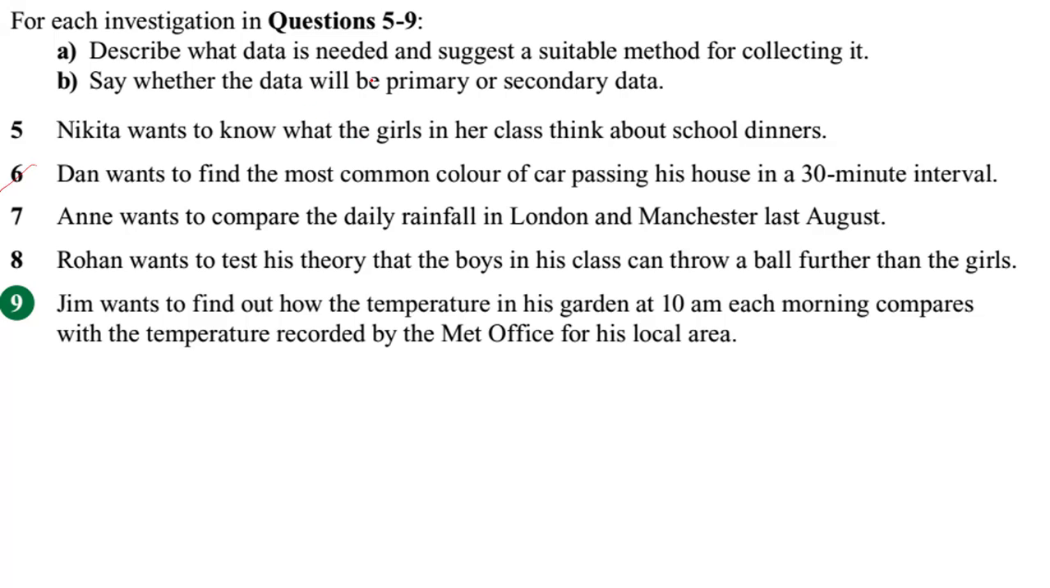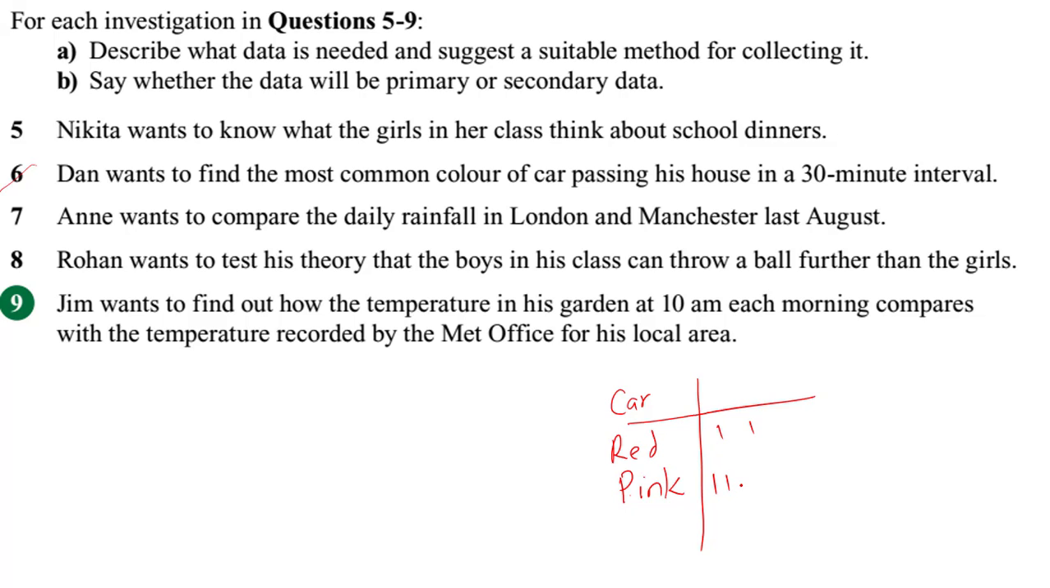So describe what data is needed here. So what types of data is going to be needed here? So the data would be basically the colors of cars that are passing by. Okay, so you can have, say, for example, a tally chart, whereby this will be the cars, and you can have something like red cars, you can have something like maybe pink cars, and all you need to do is basically just to tally them.